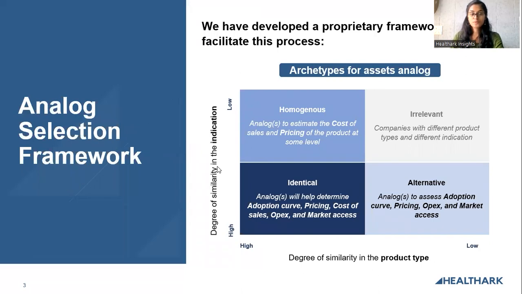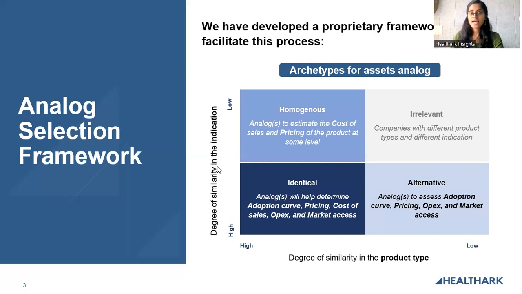Now, we have developed a proprietary framework to employ a systematic approach to facilitate this process. It begins with selection of companies based on various factors such as product characteristics, indication, social impact, competitive landscape, etc. Based on these comparisons, companies are classified into 4 categories: identical, homogeneous, alternative, and irrelevant. The analog assessment framework provides specific insights for each category, which can be later used while estimating the market size or building a revenue forecast model.